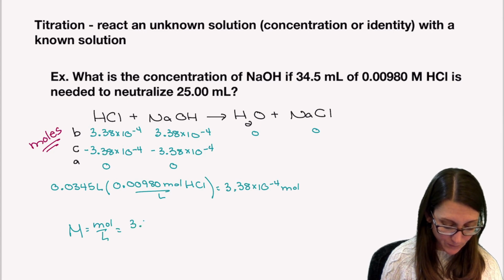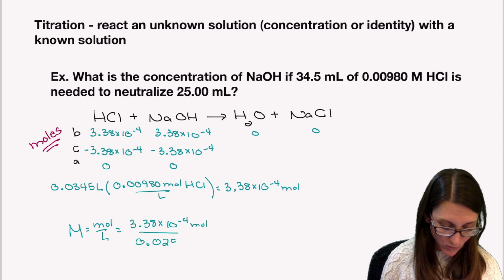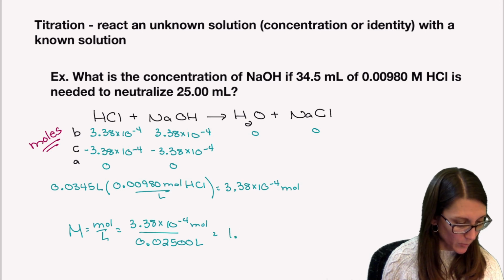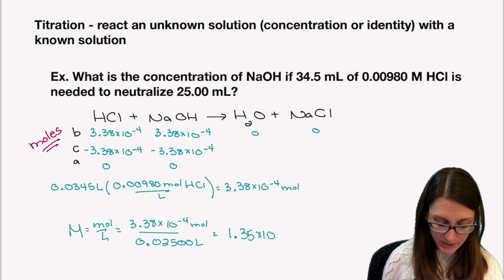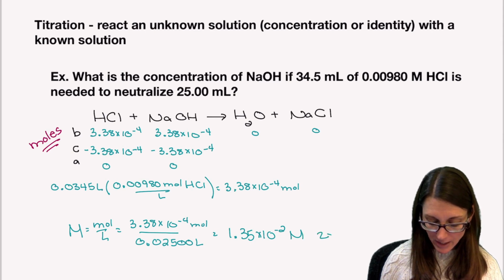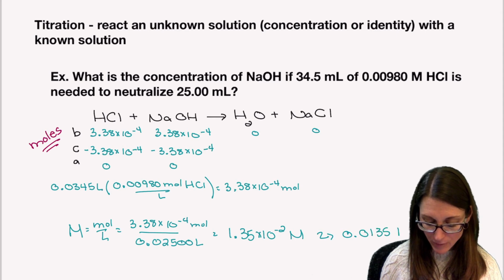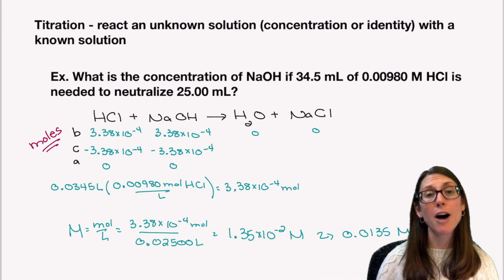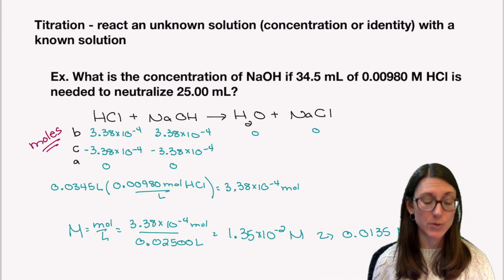I'll take my moles, and I will divide this by the liters of sodium hydroxide that were present. So of course we're converting from milliliters to liters. And this gives a final answer that is 1.35 times 10 to the negative second for your molarity. So this is, in regular looking numbers, 0.0135 molar for my solution's concentration. So it's easy and often used to calculate the concentration of an unknown solution.